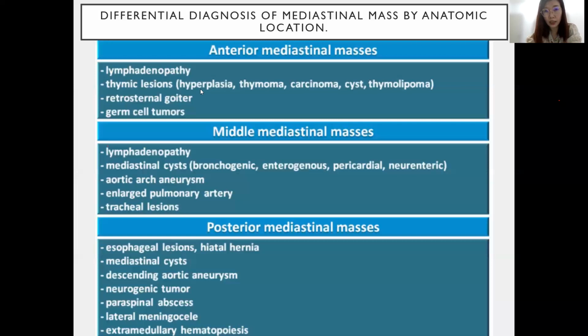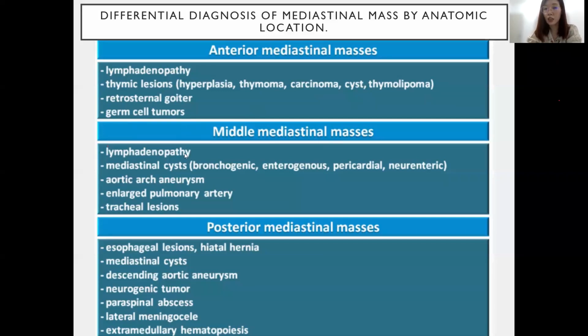So the differential diagnosis for an anterior mediastinal mass: what sits in the anterior mediastinum is lymph node. So it's always lymphoma first, and then thymic lesions, which can be thymoma, hyperplasia, carcinoma, or thymolipoma. These all need to be differentiated on CT scan. Or retrosternal goiter, if the lesion is extending from the neck going down into the anterior mediastinum, or germ cell tumor. Teratoma also is a differential diagnosis for an anterior mediastinal mass.